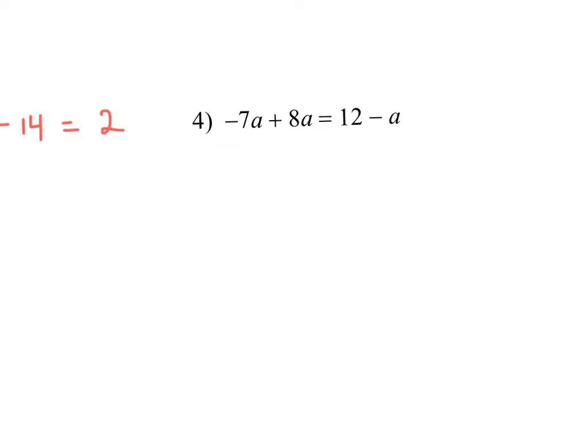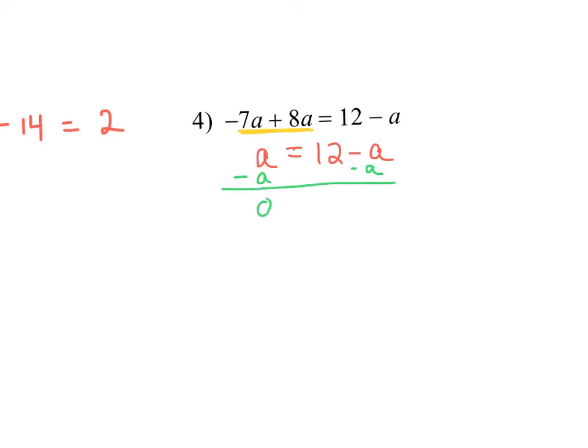We might see an equation like this number 4, and we notice in number 4 there are two variables on the left. So my first step should be combine like terms. If I combine like terms on the left, I get a equals 12 minus a. And now again, I could move either one of those a's. I could subtract the a on the left, but things get a little weird there.